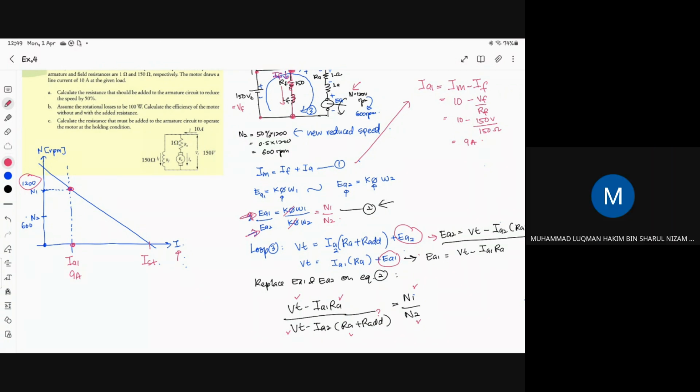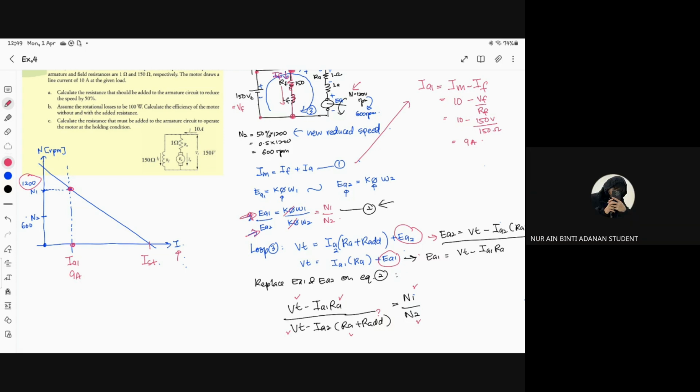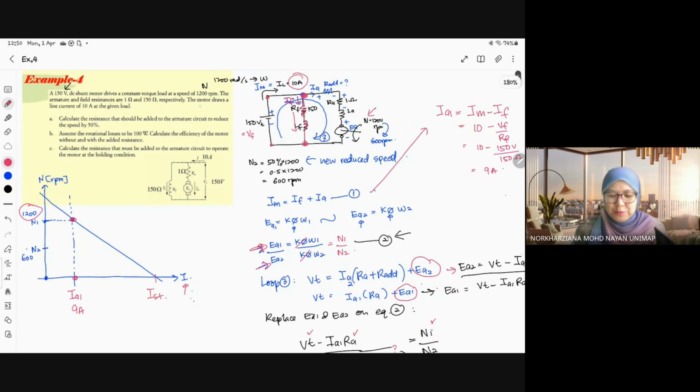Satu ampere. Berapa? Kuat sikit, tadi ada orang jawab. 4.5. You divide by 2. Tak. Bukan divide by 2. Sebab yang divide by 2, the one that you divide by 2 is only the speed. Okay. Kita baca balik kriteria dia. The motor draws a line current of 10 amp at a given load. Okay. So now you only need to reduce the speed by 50%. Speed je reduce. Okay. Recall back example 3.